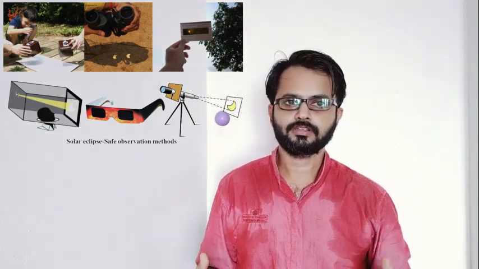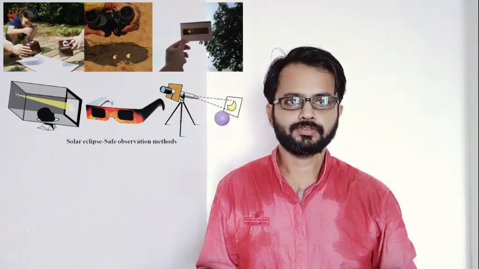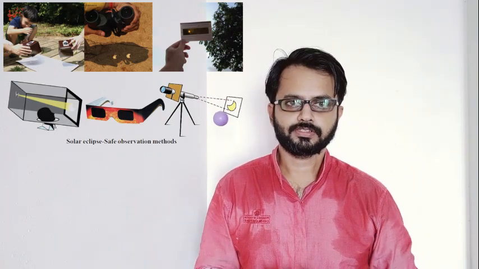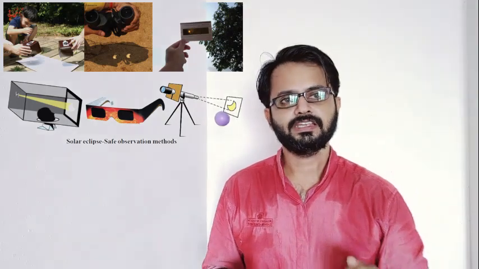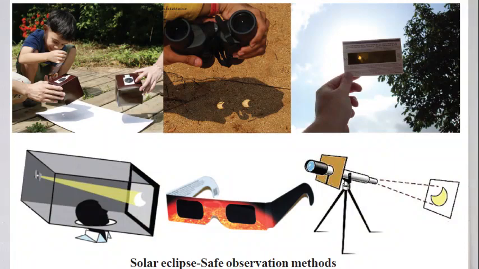Maybe you have seen eclipses by using X-ray films or cow dung water, or by using different methods. Using X-rays is also not safe. So let's see some methods to observe eclipses. So you have seen some methods to observe a solar eclipse.